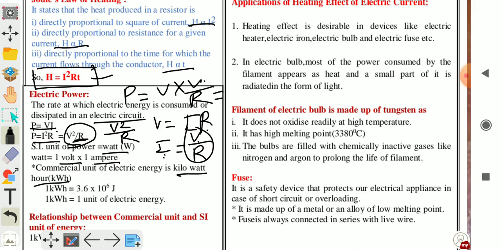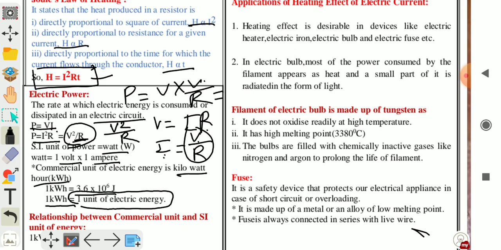Commercial unit of electric energy is kilowatt hour. What do you mean by kilowatt hour? 1 kilowatt hour is equal to 3.6 into 10 raised to the power 6 joule. Joule means watt second. 1 kilowatt hour is equal to 1 unit of electric energy. In houses, we count how much electricity we consumed by the meter, that is in units. So 1 unit of electric energy is equal to 1 kilowatt hour.